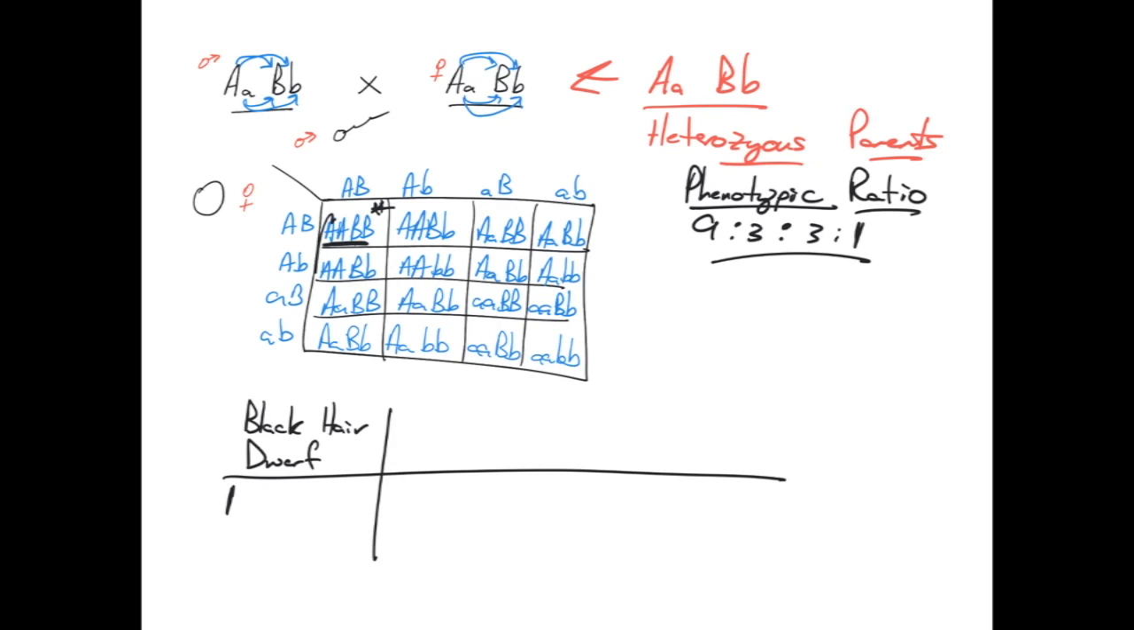What's the next one? Black hair and dwarf. That's two. What about this one? Black hair and dwarf. That's right. Notice that the genotypes are different, right? But they all have the same phenotype. Could you look at someone who has black hair and dwarf and say, oh, that person is heterozygous? No, you couldn't. So what's the next one? Black hair and dwarf. So that's four. Next one? Black hair and dwarf. That's five. Next one?